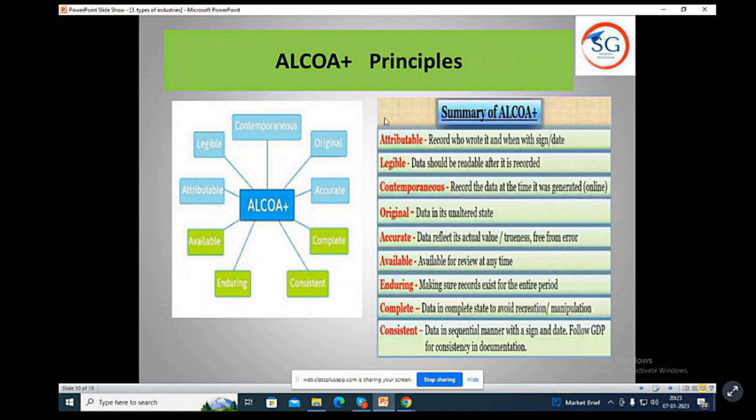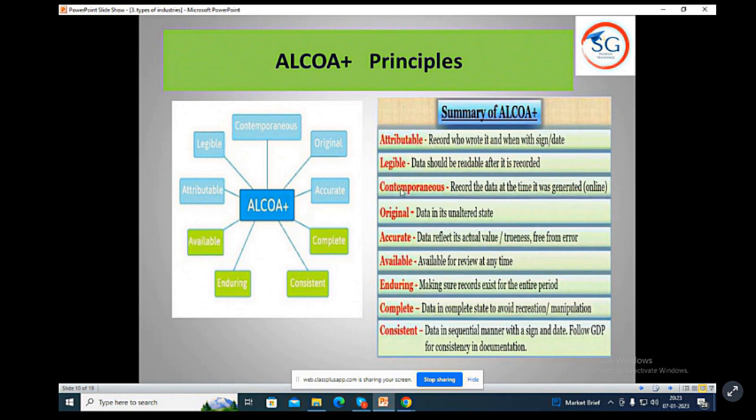So first, what is attributable? Attributable is, for suppose I am writing a document, so I should sign it. Whoever does the activity should sign it with his sign. On which date he has performed the activity, he should mention the date also. This is called attributable. And L means legible. Legibility means it should be clearly readable once it is recorded.